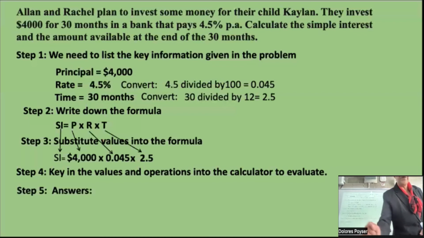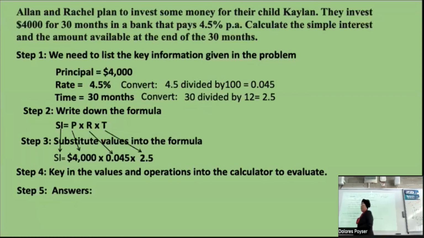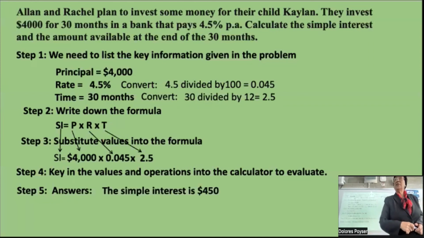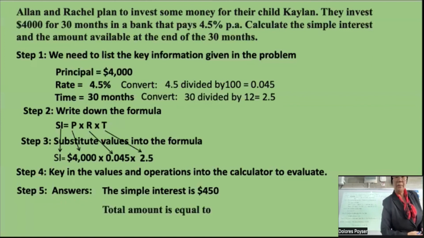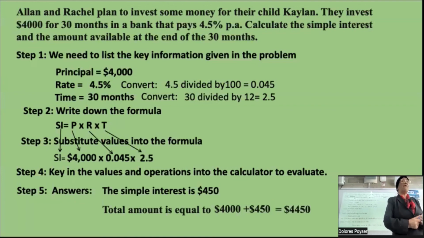So step 5, what are our answers there? We are looking for the simple interest and then the amount available. All right. So we have now the simple interest is 450. And the total amount is equal to the principal plus the interest, which is equal to 4,450. Okay? And that's done.